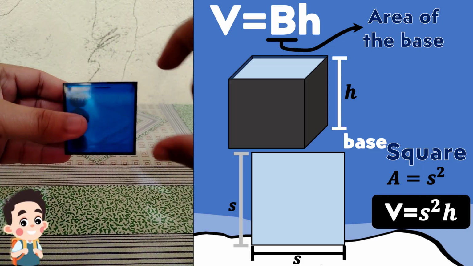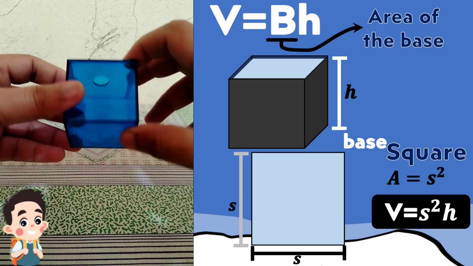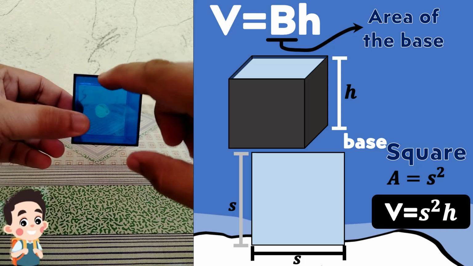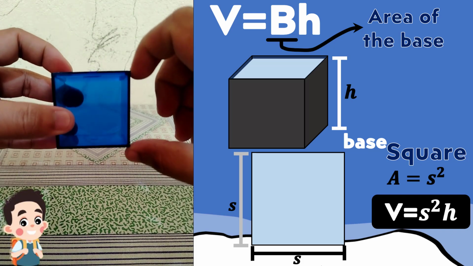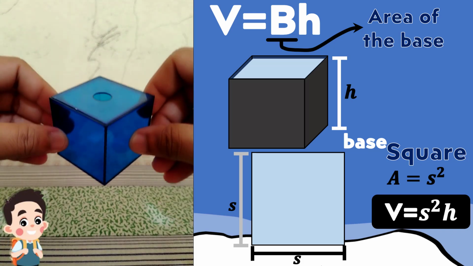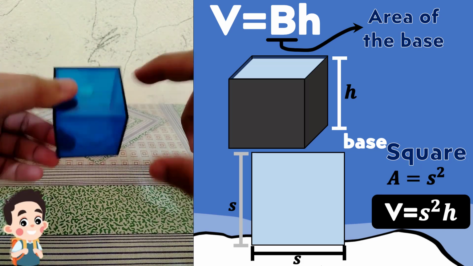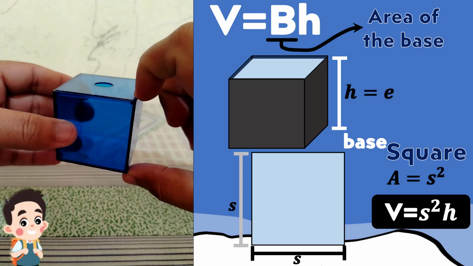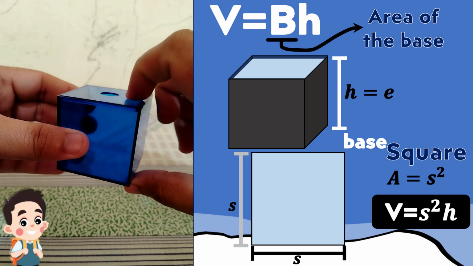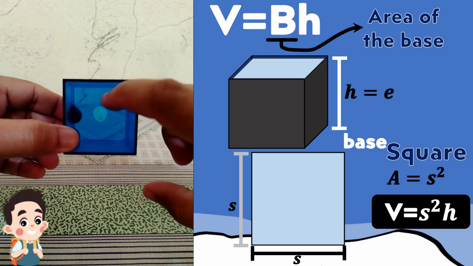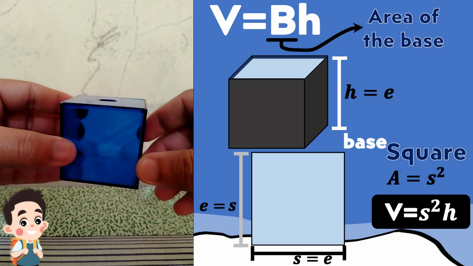Since our height is also a side of a square, and considering that our base is also a square with s side, that's why the formula here is s squared times height, we can substitute one singular notation for our height and our sides here. Let our h be e as an edge, because these are all edges of our cube. So that would mean our base of s squared will also be e times e, which is e squared.